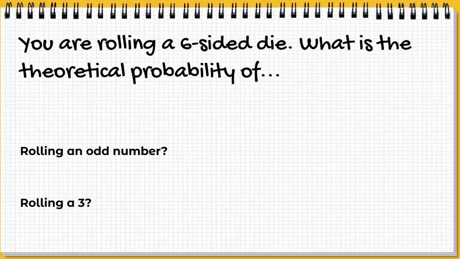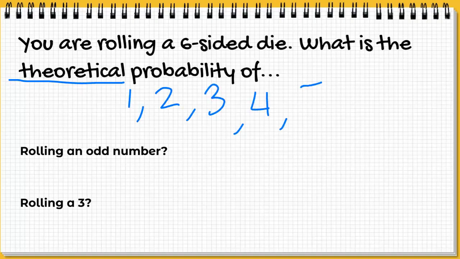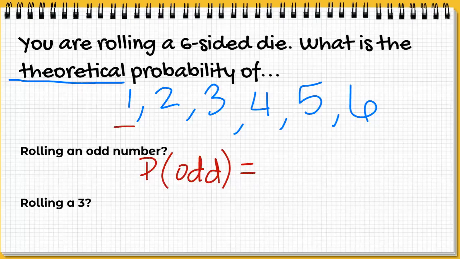So now we're rolling a 6-sided die. We want to know the theoretical, so this is what should happen, probability of rolling an odd number. So I'm going to actually list out my sample space, which is all of the possibilities. I can roll a 1, a 2, a 3, a 4, a 5, and a 6. So probability of rolling an odd, that is 3 out of all 6 possibilities, which simplifies to 1/2.